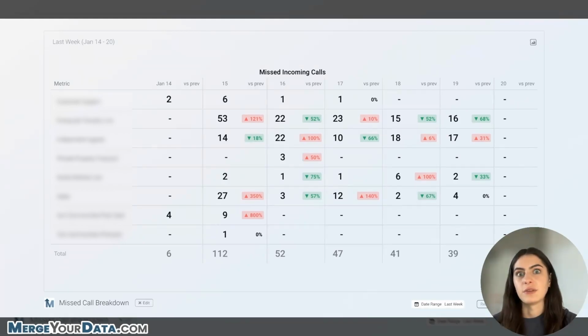I'm going to be walking through some dashboards that were created for a client, just to show the different metrics, features, and use cases for the dashboards. So the first dashboard we're going to look at is a missed call breakdown dashboard. I have it pulled up here. The title here is Missed Incoming Calls.